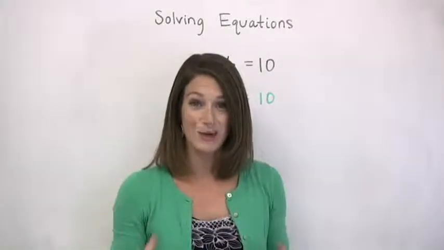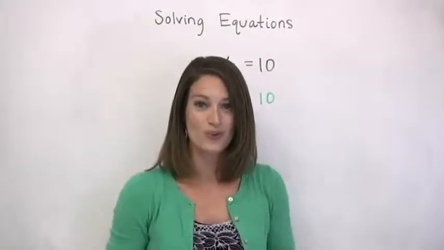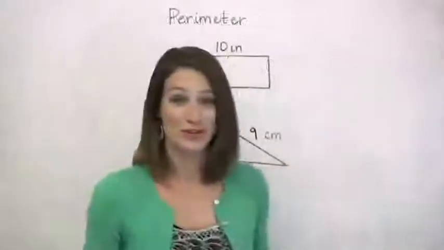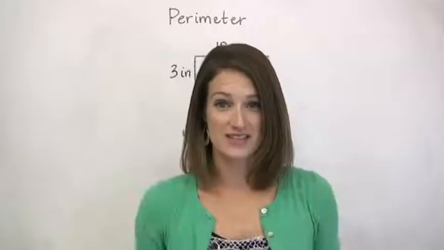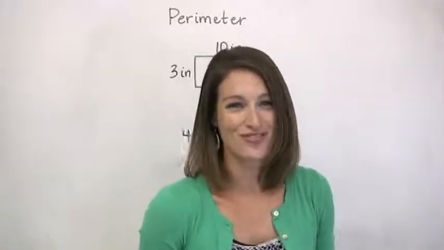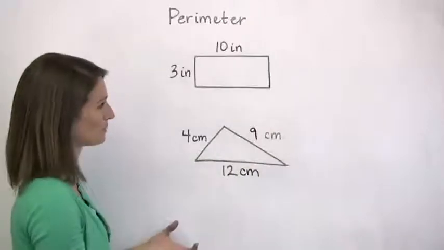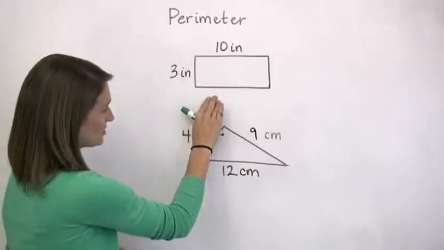We're going to see how we can use addition with whole numbers in order to solve problems dealing with perimeter. Perimeter is the sum of all of the lengths of the sides of a closed geometric figure. So we have two figures here that we're going to work through and find the perimeter. Let's work with our rectangle here first.